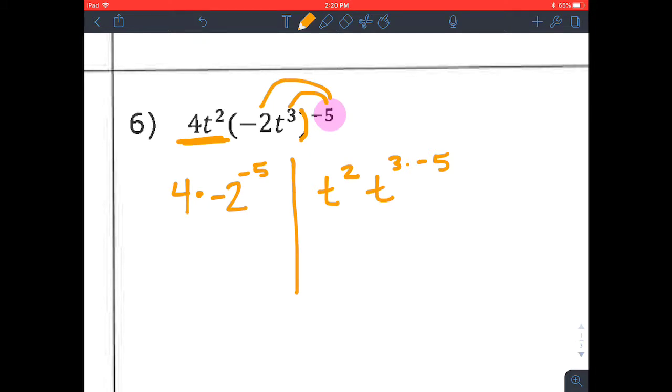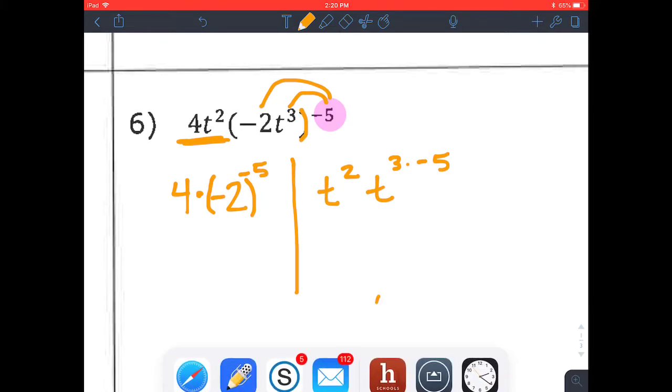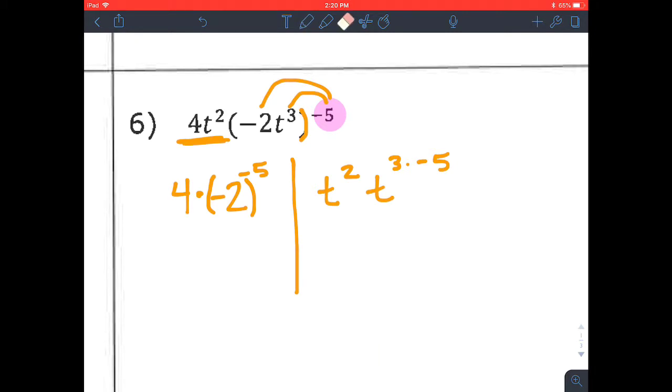Okay, so the weird thing with negatives is you've got to make sure that you're putting that part in parentheses when you put it in your calculator. So when I put that in my calculator, I'm going to make sure that I put that -2 in parentheses when I go to type it in. So I'm going to type in just that part with that -2 in parentheses, raising it to the 5th power. Make sure that you're using the little sign that looks like that, the caret symbol on your calculator.